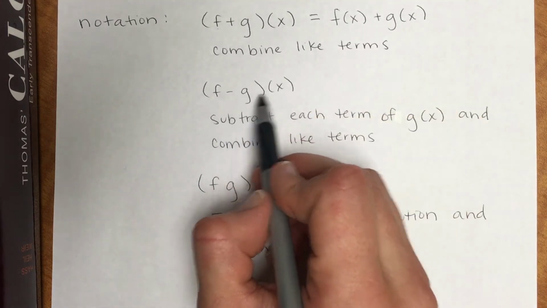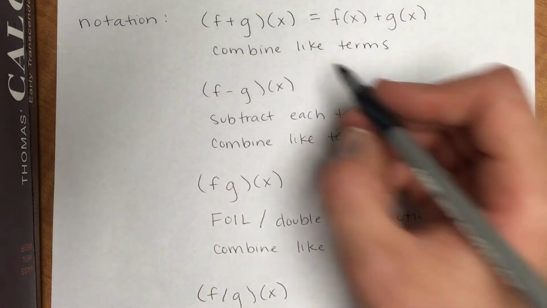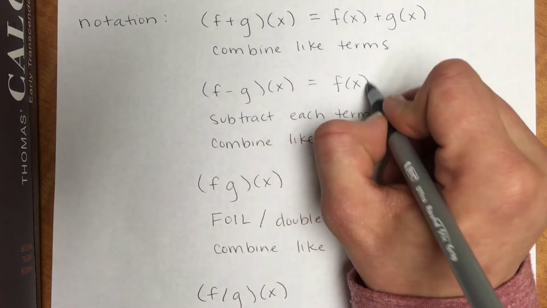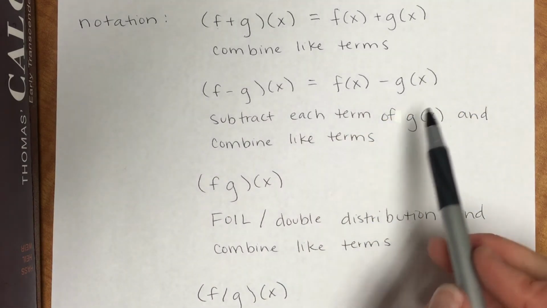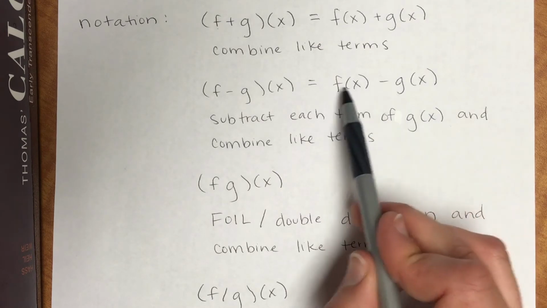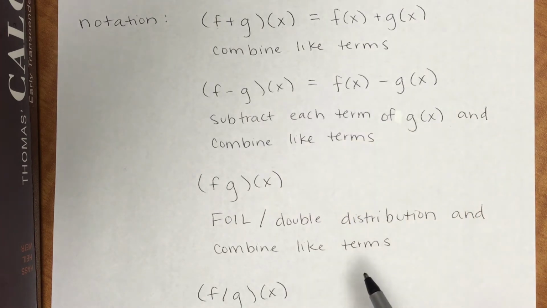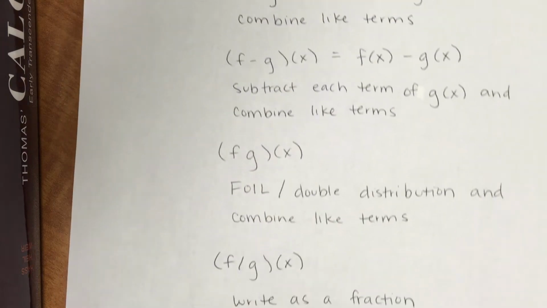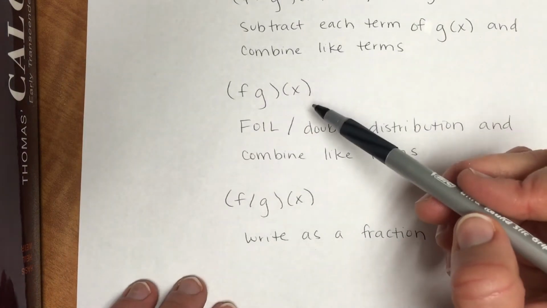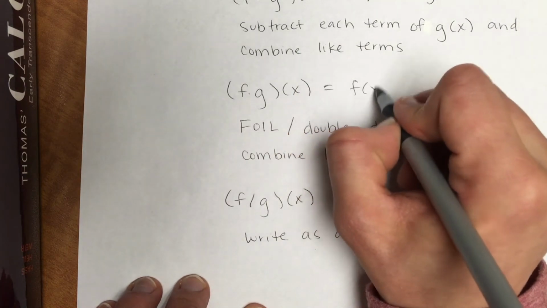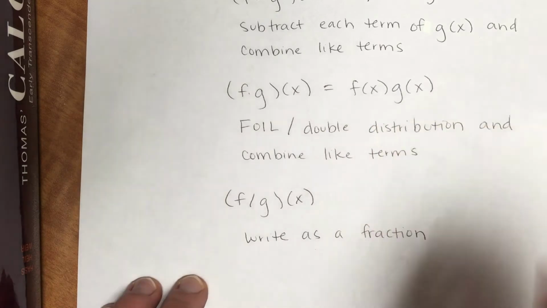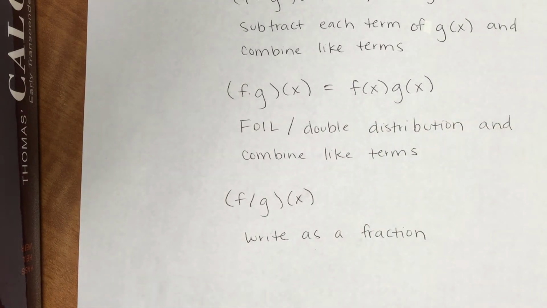It's f minus g of x, so leave your generic x in the problem, or you can rewrite it as f of x minus g of x. And you subtract each piece, each term of your g function from f, and then combine like terms. To multiply, it usually is just written fg of x, or sometimes you see the little dot in the middle, but this is f of x times g of x, and you're just going to FOIL or double distribute and then combine like terms. So you're going to combine like terms in all of these.